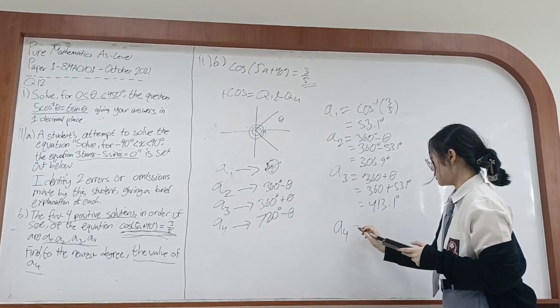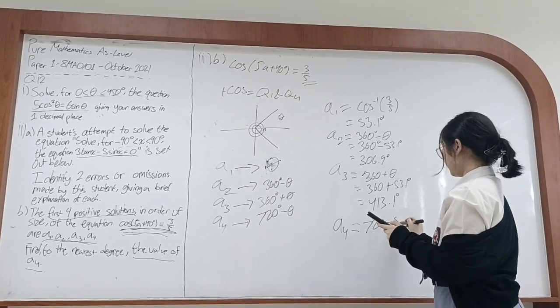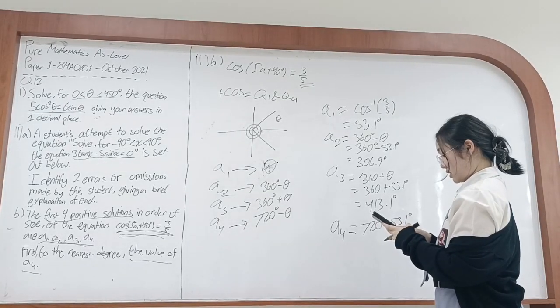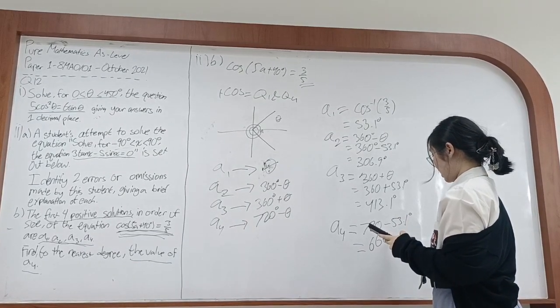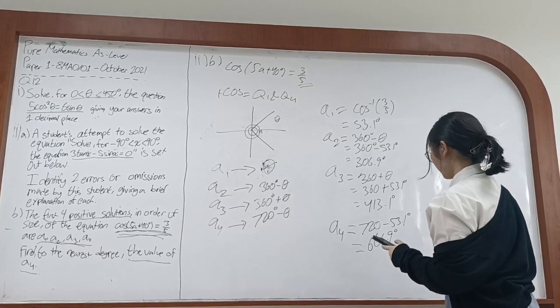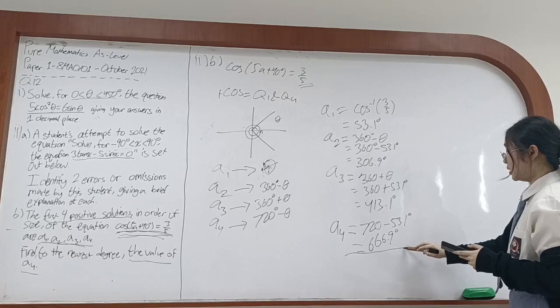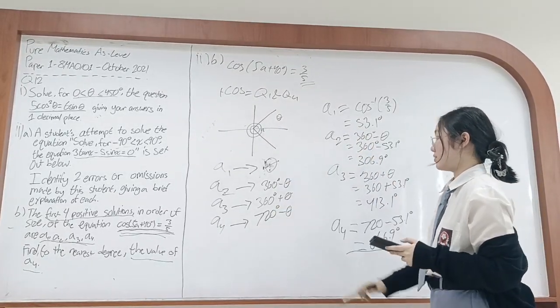And then A4, which is what we'll be using to find the value of A. A4 will be 720 minus 53.1 degrees. So put that in the calculator again. It will be 666.9. So this is the angle we will be using to find the value of A.